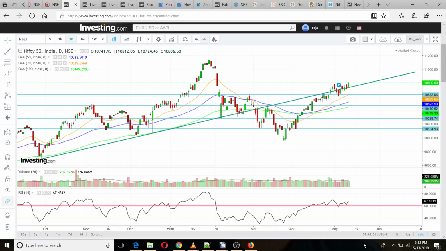Today is 13th of May 2018 and I will be analyzing Nifty 50.